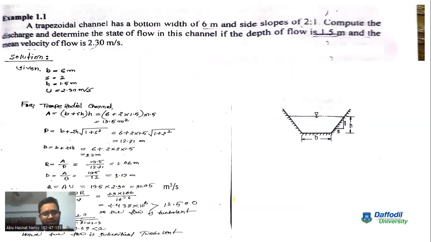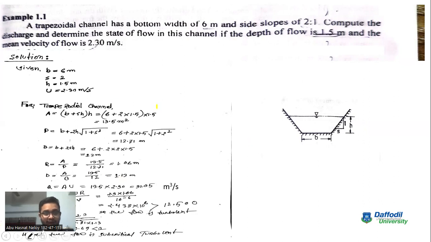So what is the problem? I highlight the problem. The problem is: a trapezoidal channel has a bottom width of 6 meter and side slope is 2:1. Compute the discharge and determine the state of flow in this channel if the depth of flow is 1.5 meter and the mean velocity of flow is 2.3 meter per second.